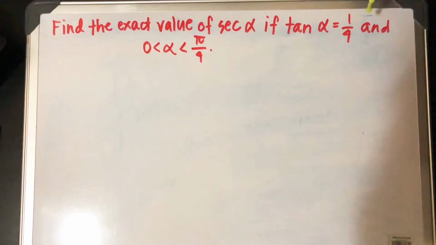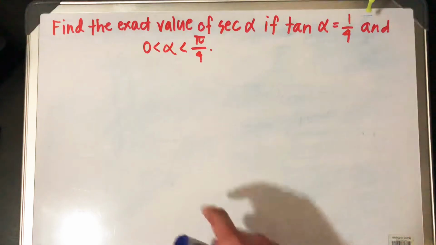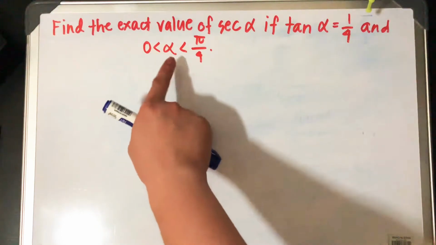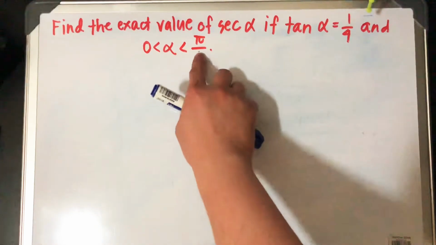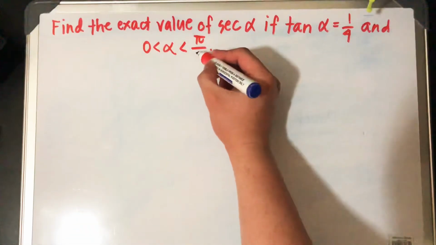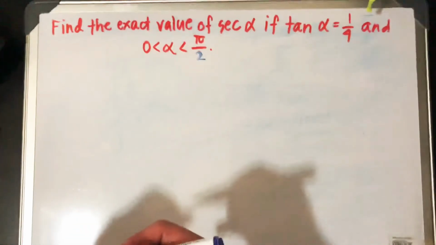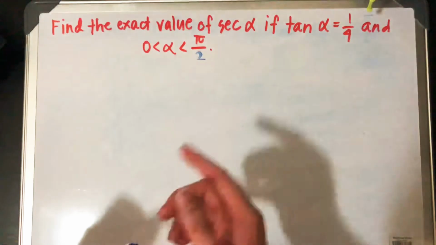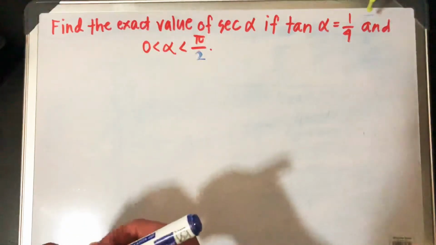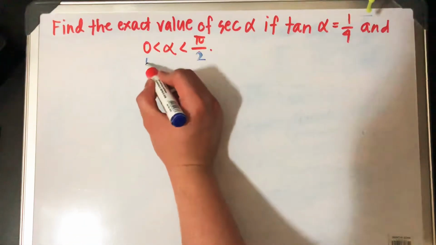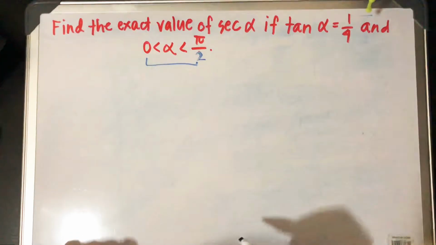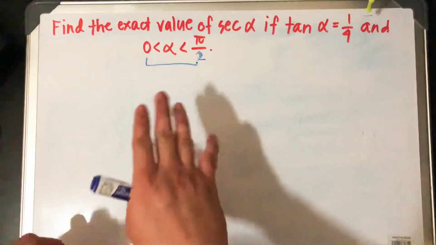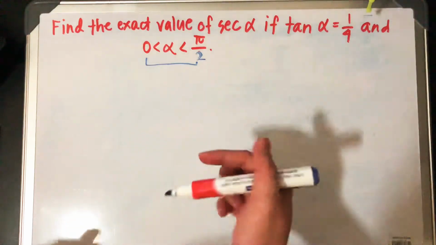Alright, the question is, find the exact value of secant alpha if tangent alpha is 1/4 and alpha is between 0 and, this must be pi over 2. Okay? Now, before we start solving this, let's take note of this. It says here that alpha is between 0 and pi over 2. So, what does it mean?